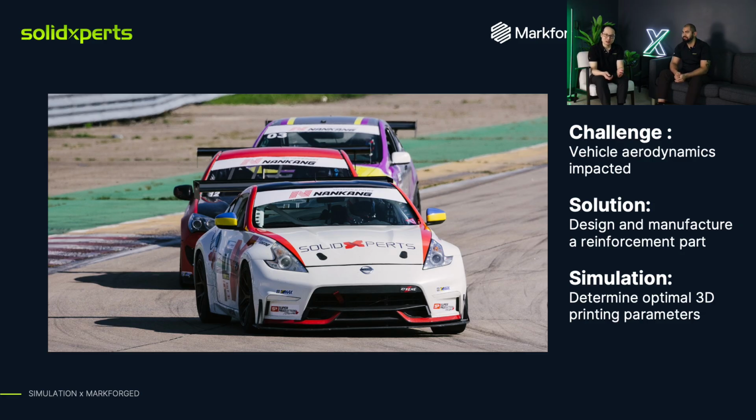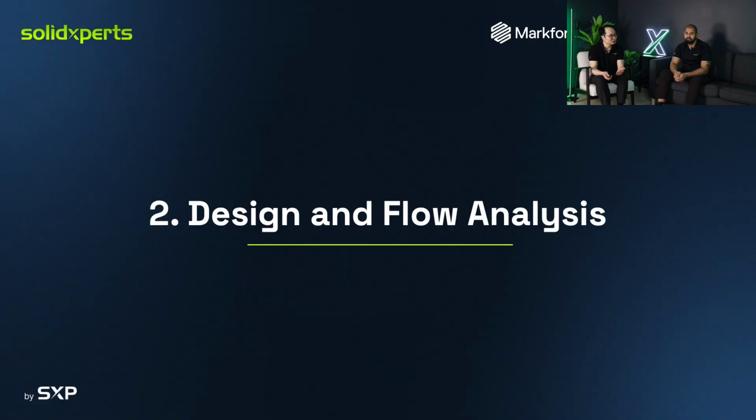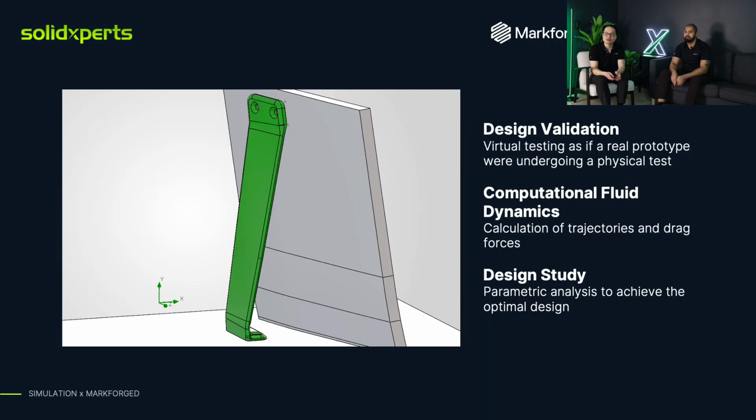So we're working as a team here, so I'm going to find some parameters that will help you with your structural analysis later on. So the second part is the design and flow analysis. The goal of this step is to optimize the geometry, meaning the shape of the reinforcement part we have here, and then to find the drag forces that will correspond to the loads applied to the structure. So we're going to try to minimize that drag force.